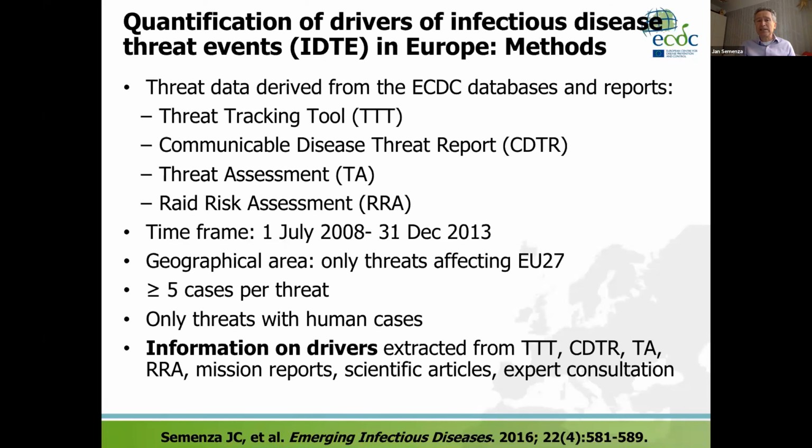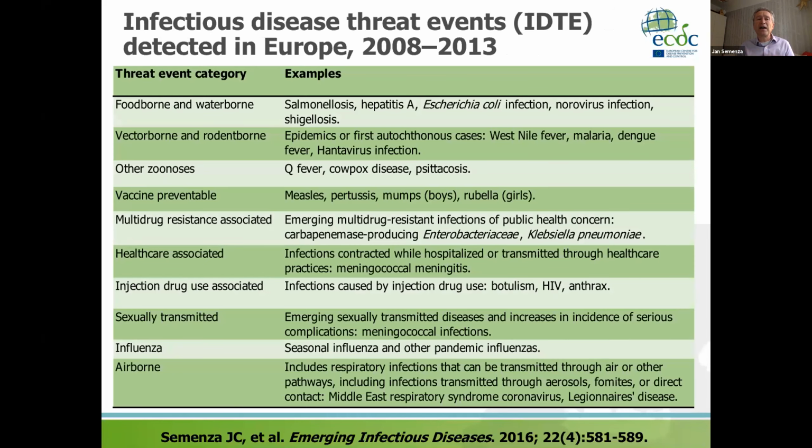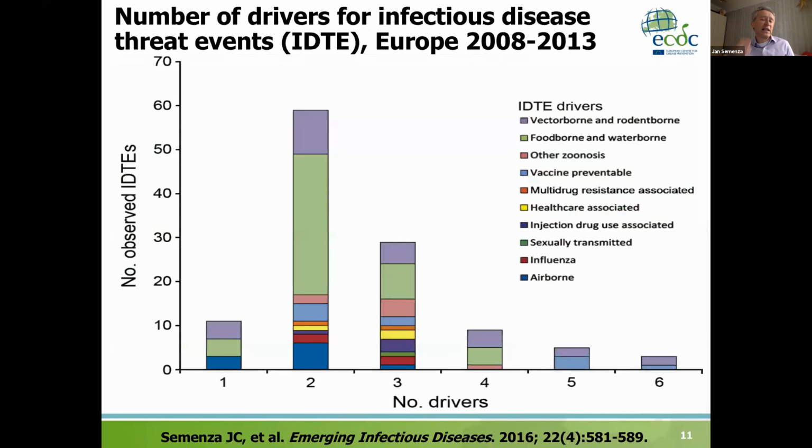And on this slide here, you see the type of events that we identified. Threat event category: food and waterborne diseases, vector-borne diseases, zoonosis, vaccine-preventable diseases, multi-drug resistant infections, healthcare-associated infections, injection drug use-associated infections, sexually transmitted infections, influenza, and airborne infections. And you can see examples here of what we usually pick up during these roundtable discussions and epidemic intelligence, as we call it. And so when we looked at this list here, we extracted the drivers for those individual events and came up with an assessment like this.